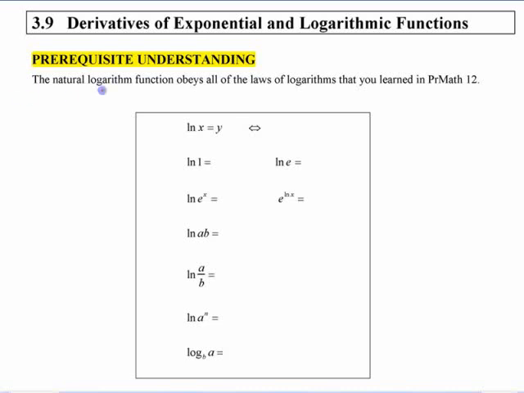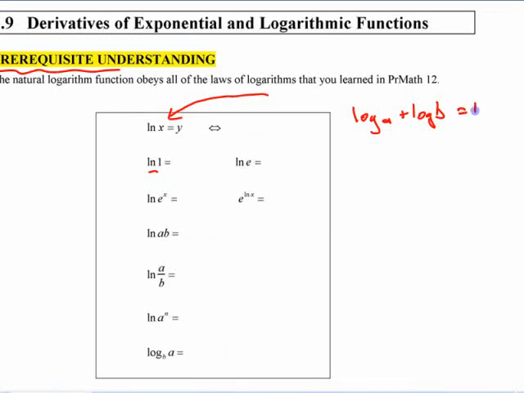This says prerequisite understanding, things that I'm sort of assuming you already know. Although you've never written logarithm laws with natural logarithm before, they're exactly the same. If you learned in Math 12 that log of A plus log of B is equal to the logarithm of their product, AB, these are all related to exponent laws, right? 10 to the A times 10 to the B is equal to 10 to the A plus B.